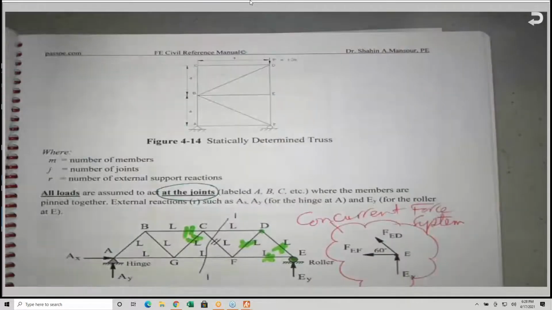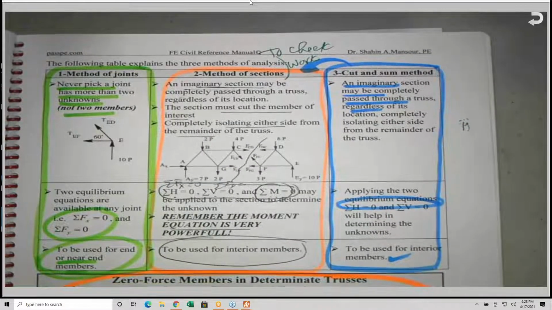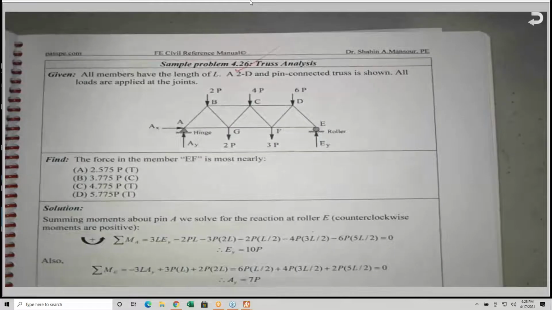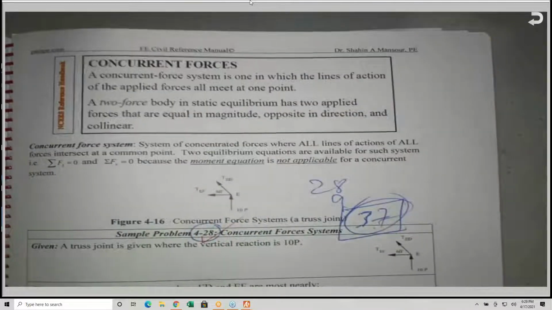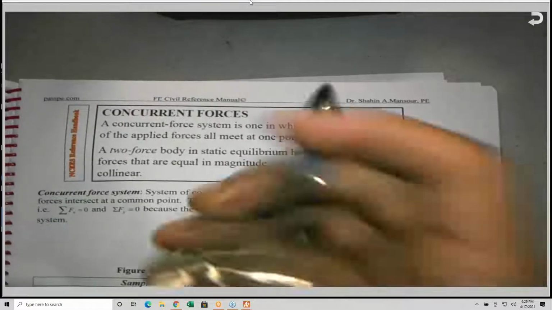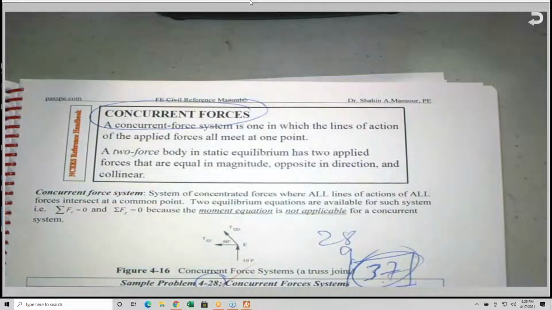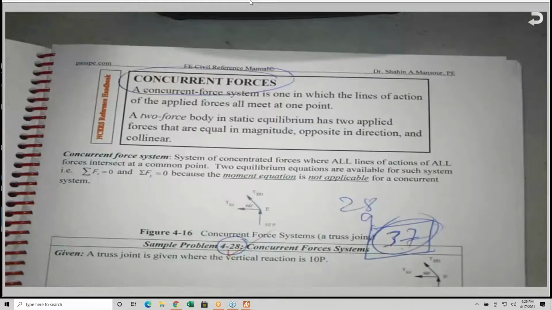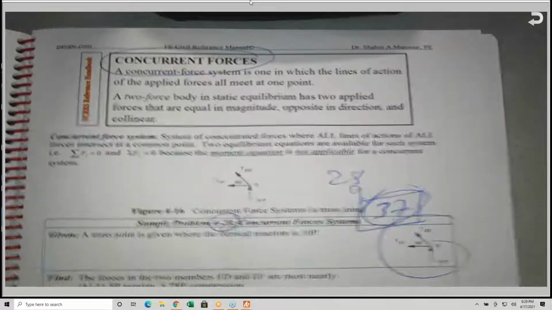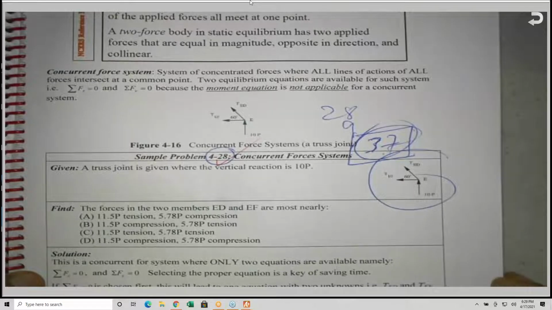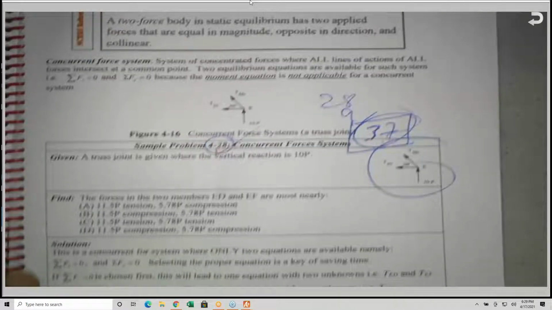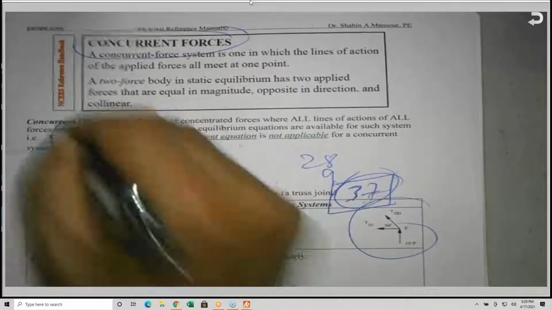So trusses are covered very well, okay? And I hope that you understand all the problems in the trusses. And I believe at the end they added a section about concurrent forces. Nothing really new. I have a problem here, very simple, how to find the force. And basically you're applying the two equilibrium equations since it's a concurrent force system.